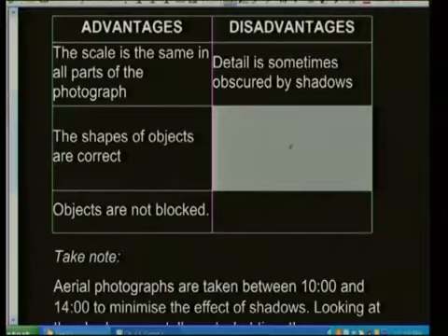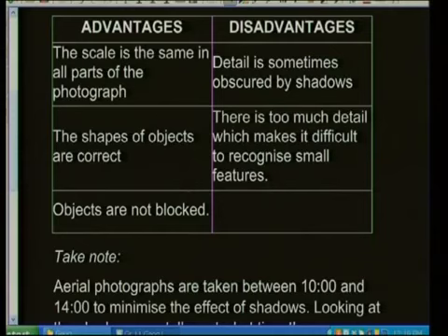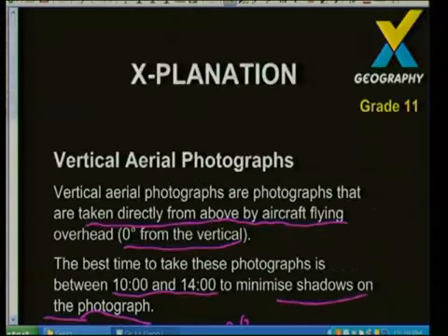It from above, which makes it easier to see the objects. Some of the disadvantages: detail sometimes is obscured by shadows. For instance, if you're taking it a bit later, you may just get a shadow on the area, and therefore you may not see certain details. You may get a rough sort of picture of the place, but not see the place. And there is too much detail. For instance, features can be too small.